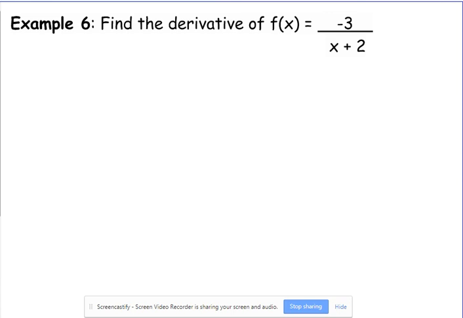Okay, so let's look at finding the derivative of a rational function. Okay, finding the derivative of f of x is equal to -3 over x plus 2. So again, let's start with f of x plus delta x. So we are replacing this x right here with x plus delta x. Okay, it's great if there's something that we can simplify. There's nothing to simplify here. No like terms that we can combine, nothing that we can reduce.